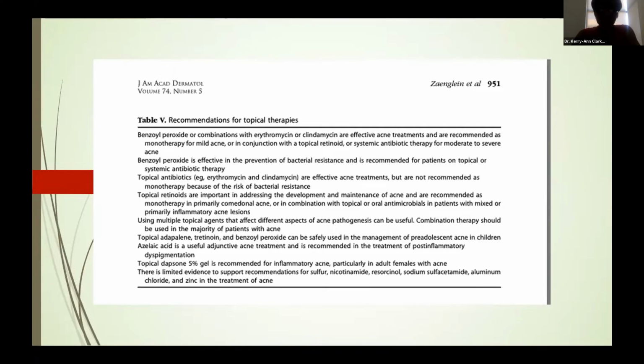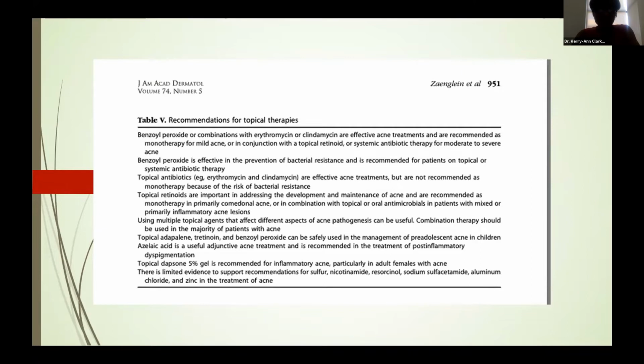Topical retinoids that we have available are adapalene and tretinoin. These can be used as monotherapy, and you can use them in combination as well. I think they're very good for patients with post-inflammatory hyperpigmentation, and they also help with scarring as well. The recommendation is that most patients should have combination therapy for acne.